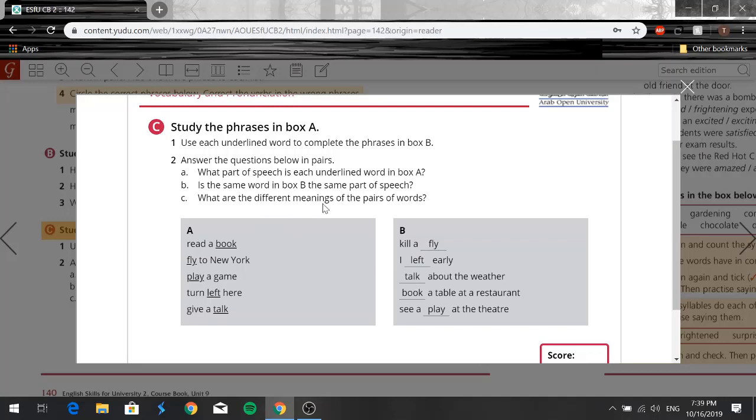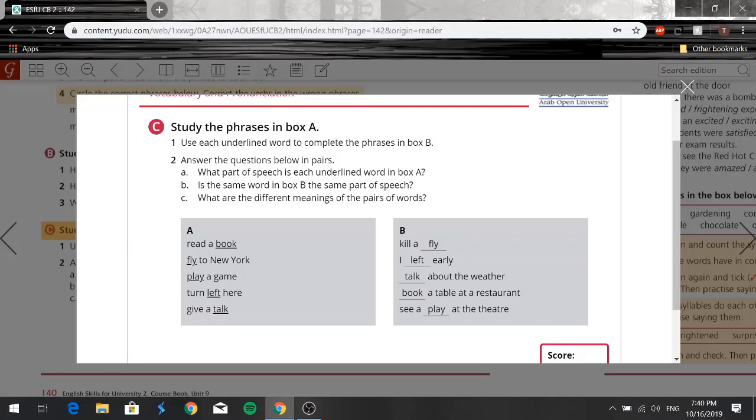What are the different meanings of the pairs of words? Well, you guys should know these already, but we'll say them quickly. Read a book here, like I said, means a book, something that's physical that you hold and read, while book here means to simply schedule an appointment at a specific place, especially a restaurant, right? Fly to New York, here fly is a verb, right? As in to book a flight to New York, okay? And fly, while kill a fly here simply means kill a fly as a noun, okay?